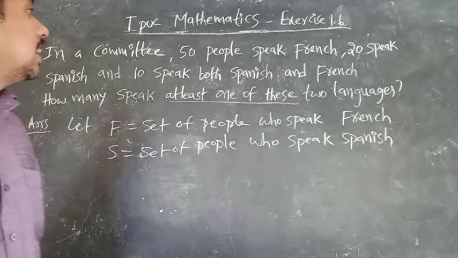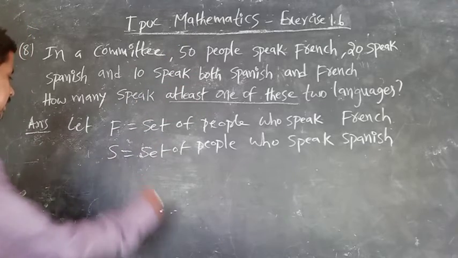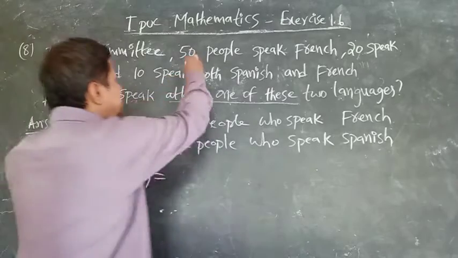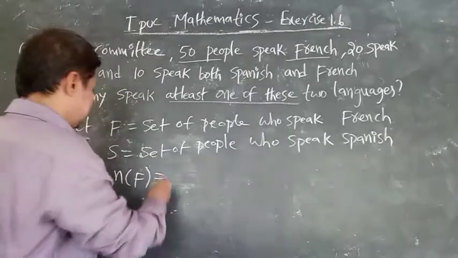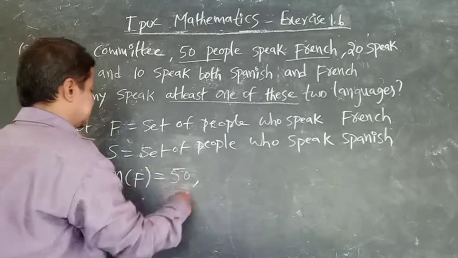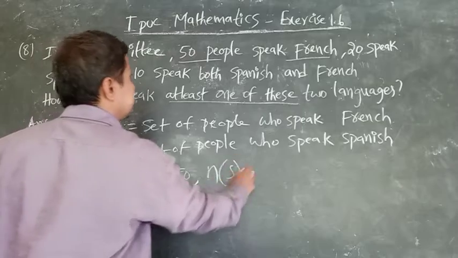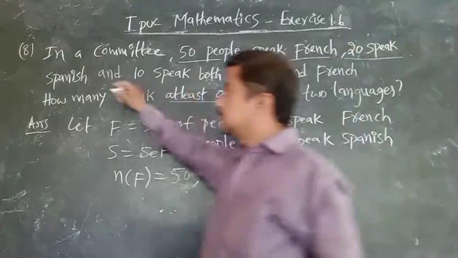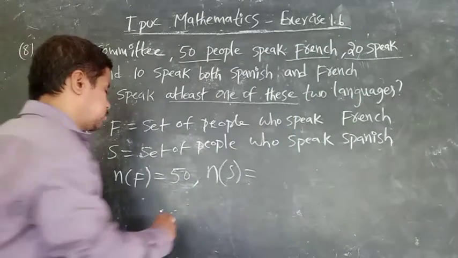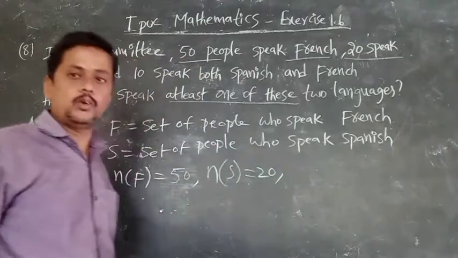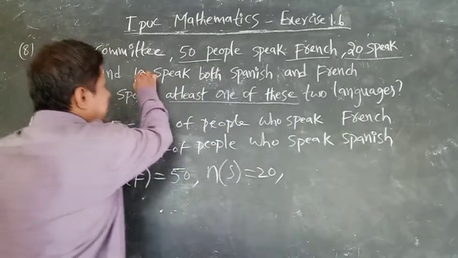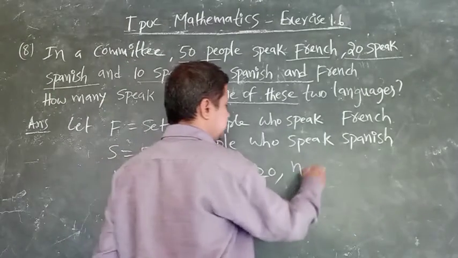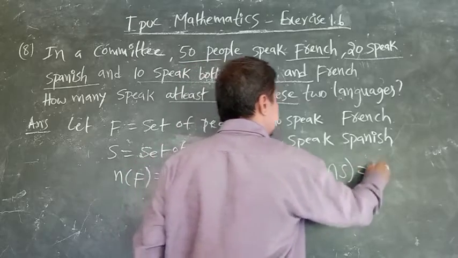Next, I will write the data. n of F is equal to what? See, 50 people speak French. So n of F is equal to 50. Next, n of S: 20 speak Spanish. So n of S is equal to 20. Next, 10 speak both Spanish and French. And means intersection, as already told. Therefore n of F intersection S is equal to 10.